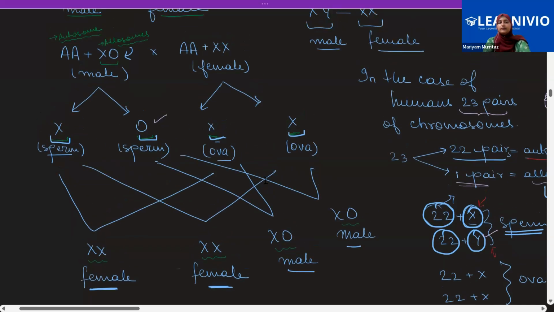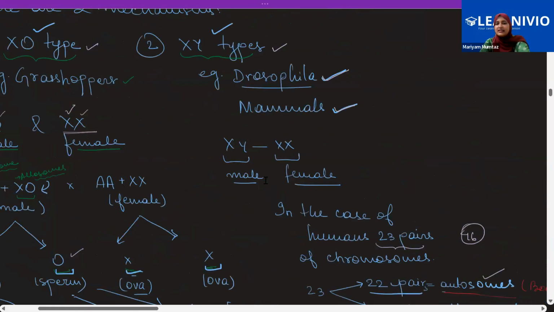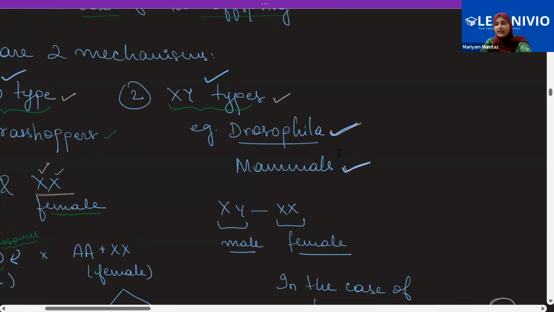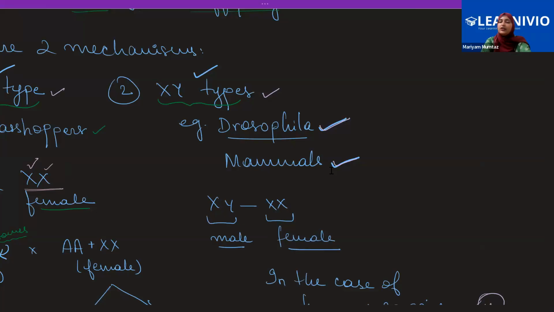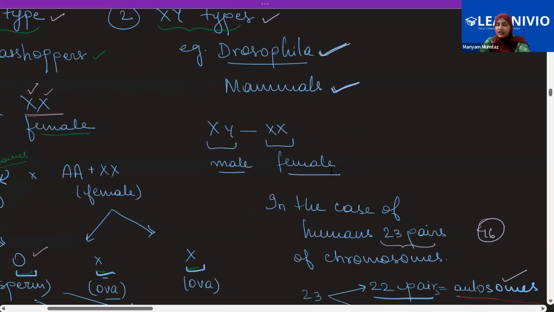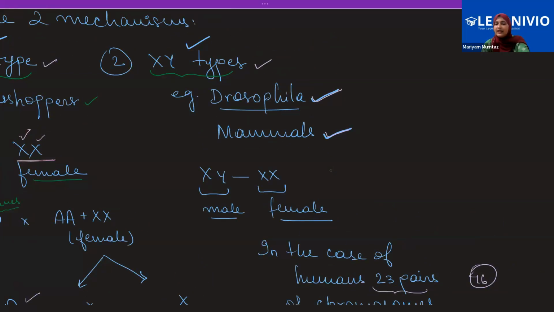Okay, so XO and XX type of situation is there in the case of the grasshopper. Now the second case is the XY type. In the XY type, this one is found in the Drosophila and mostly all the mammals, including human beings. So here, the male is heterogametic, that is XY, and the female is homogametic, that is XX.